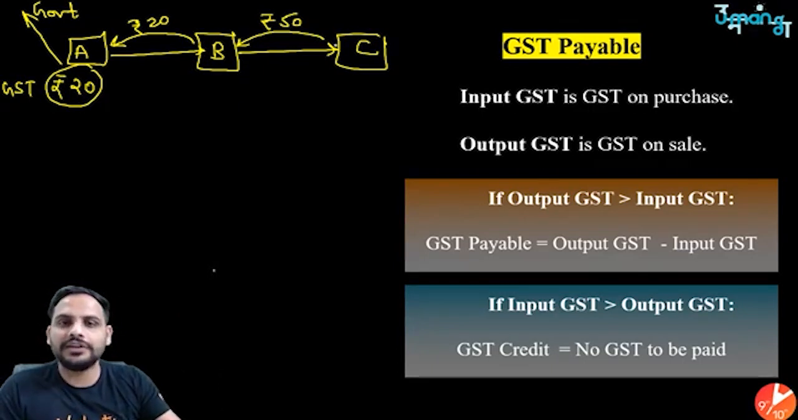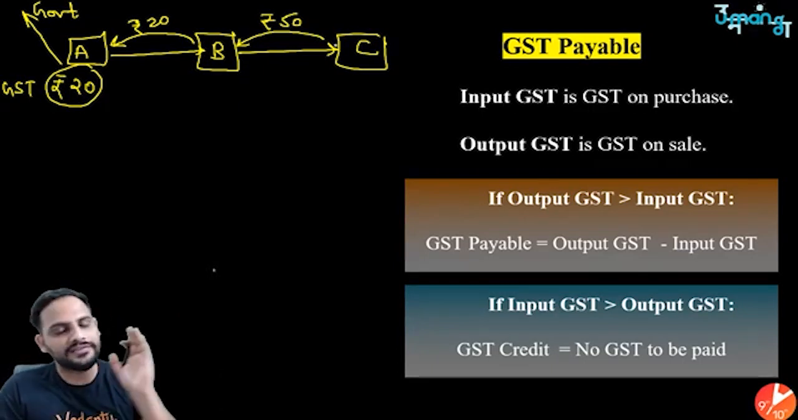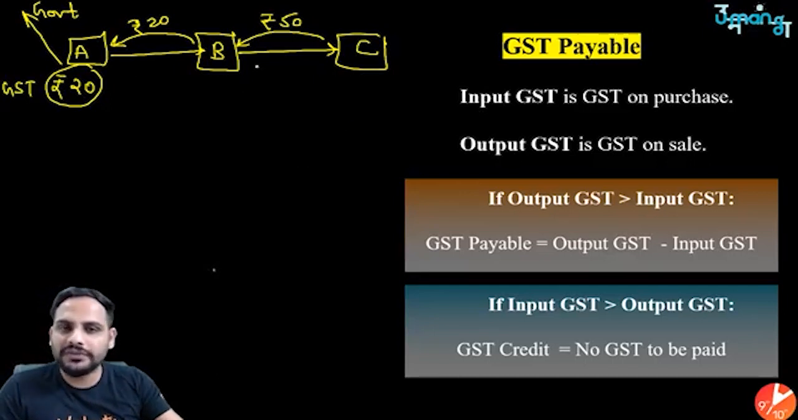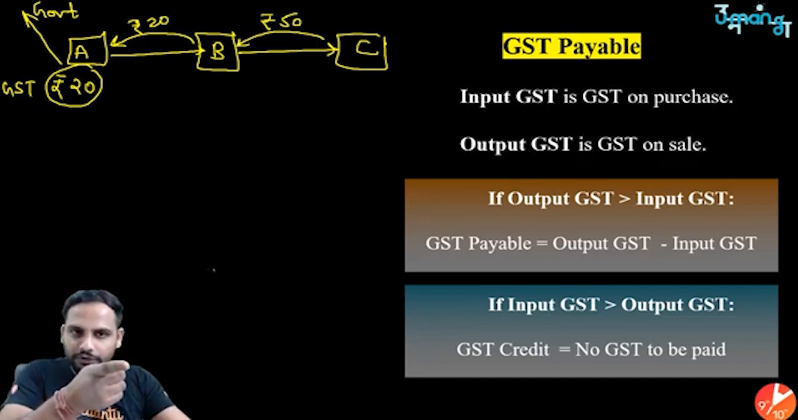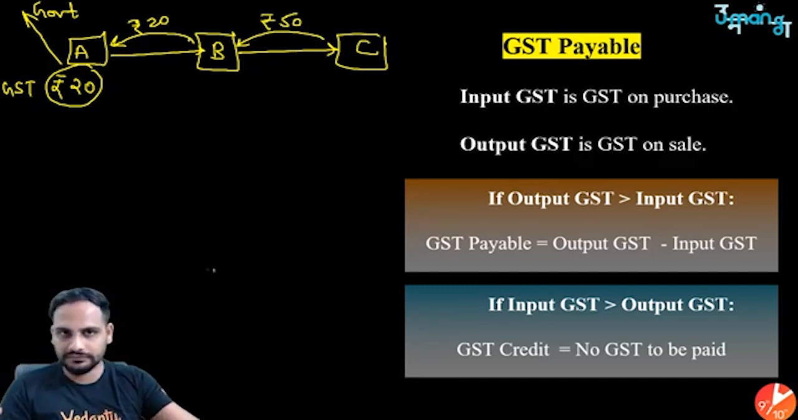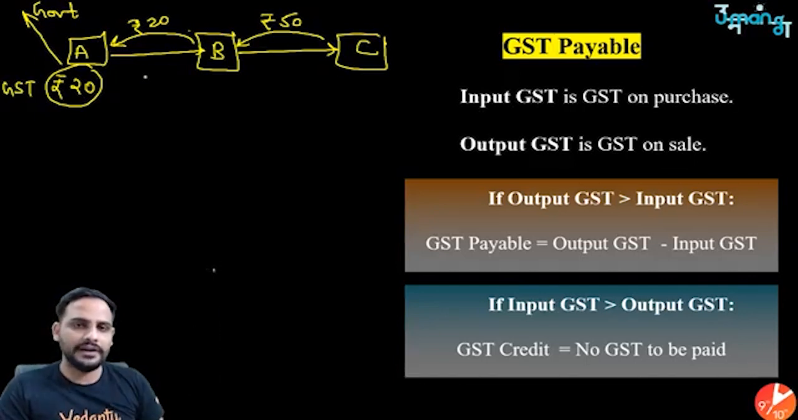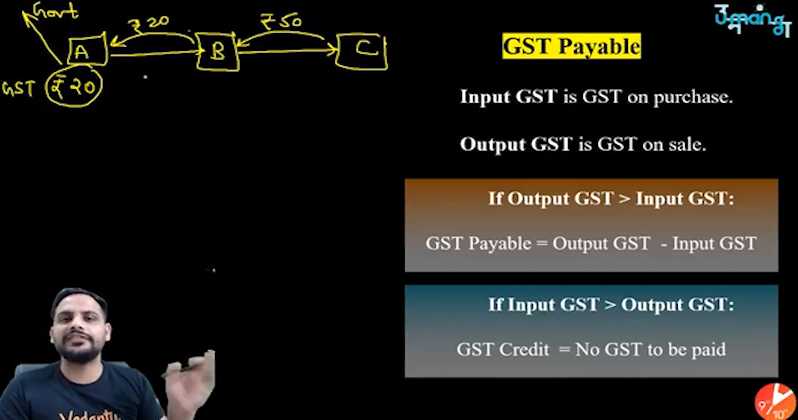Now B is selling it to C. C is not selling it further, C will use it. So C has given rupees 50 as GST. Now B will not give 50 because B has already given rupees 20 to the government. In this previous transaction, B has already paid rupees 20 as GST.